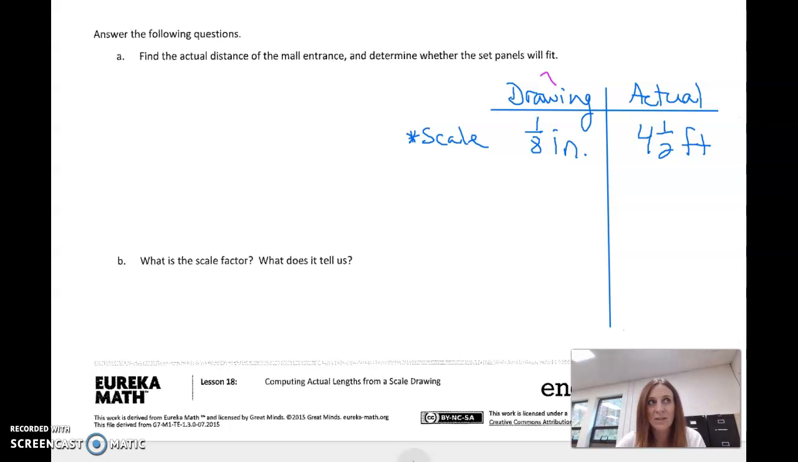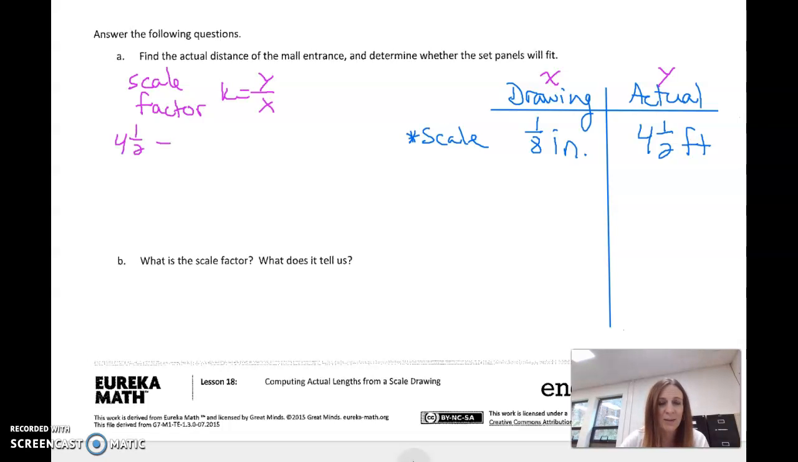So remember, this is our x and this is our y. And if I want to find my scale factor, I am going to go k equals y divided by x. So I'm going to take my actual 4.5 feet and I'm going to divide it by my scale, 1/8 of an inch. So change it into an improper fraction. 2 times 4 is 8, plus 1 is 9. So this is 9/2 divided by 1/8. Keep it. Switch it. Flip it. Multiply straight across, or you can cross reduce.